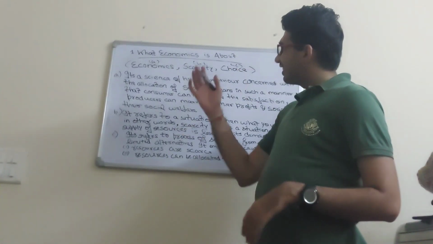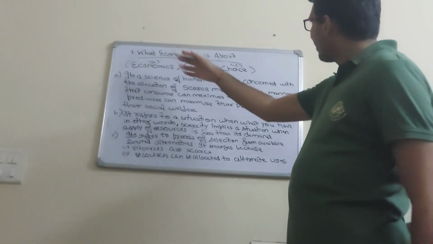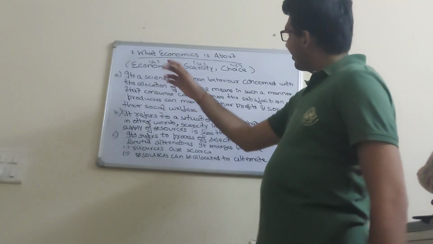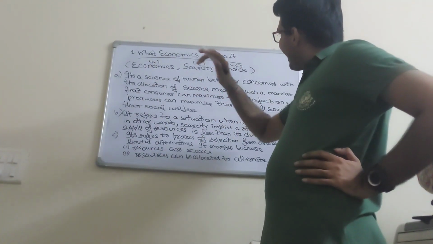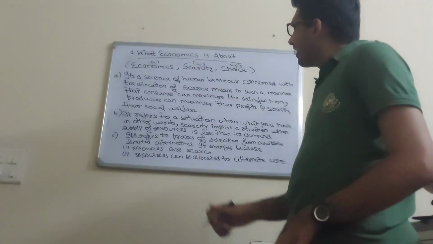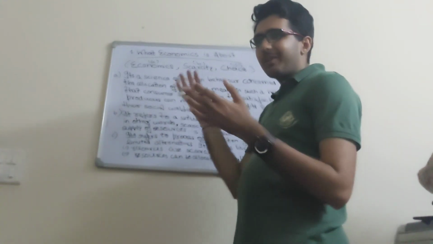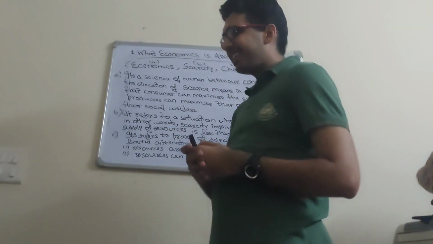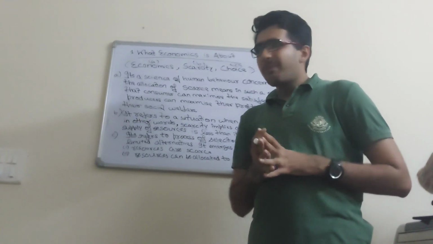So guys, this is our first topic, what economics is about. There are three words here: economics, scarcity and choice. These are very important to understand about economics. First of all, let us think of some points.